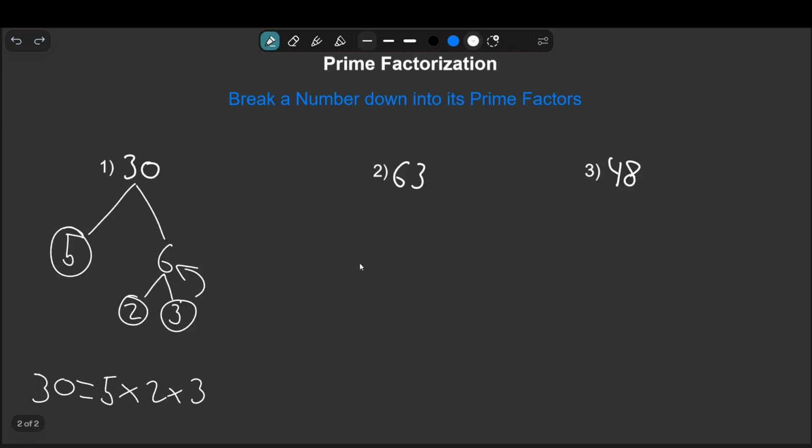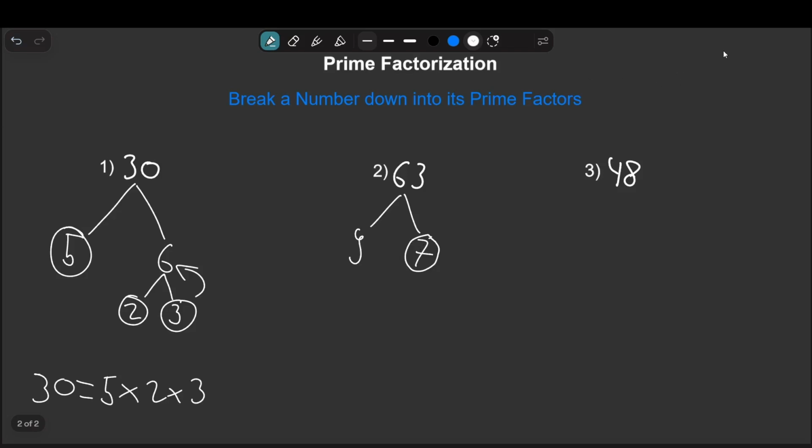So let's go to the second one. We have 63. This one can be a bit more complicated because it's a bit more complicated number. So let's break this down together. We know that 9 times 7 equals 63. 7 is already a prime number because I told you at the beginning of the video, the first 5 prime numbers, and 7 was one of them.